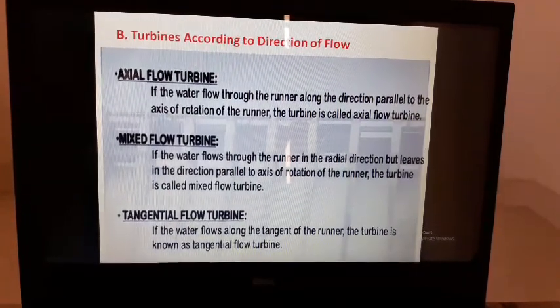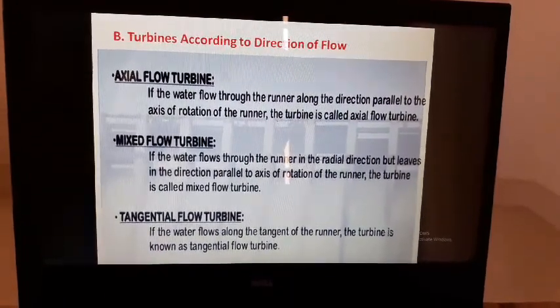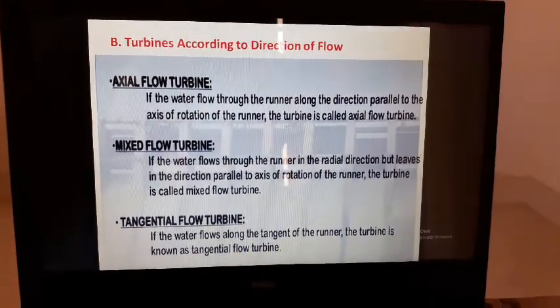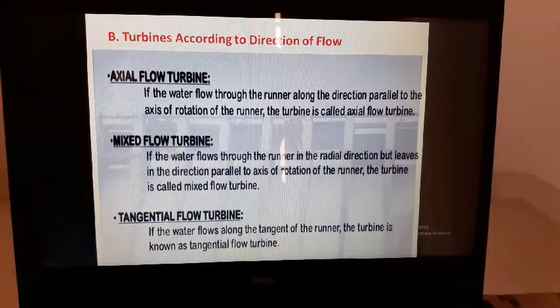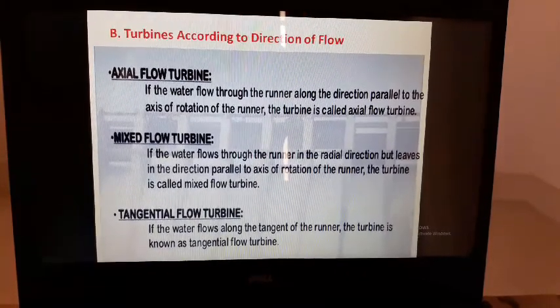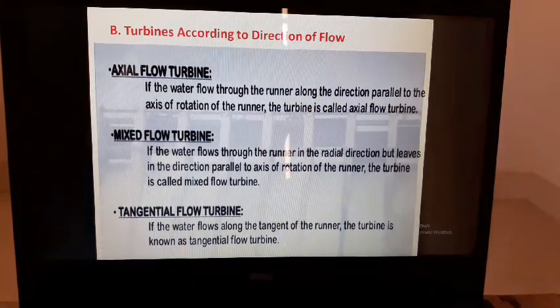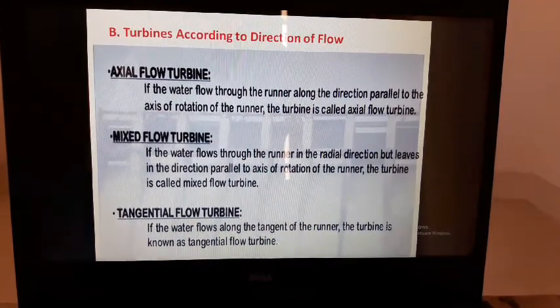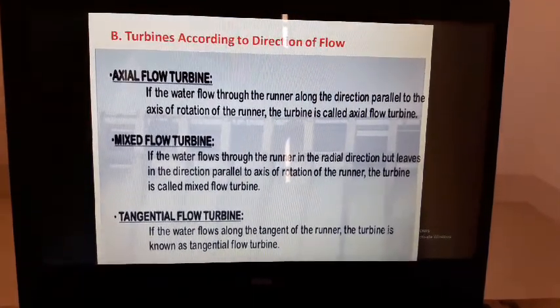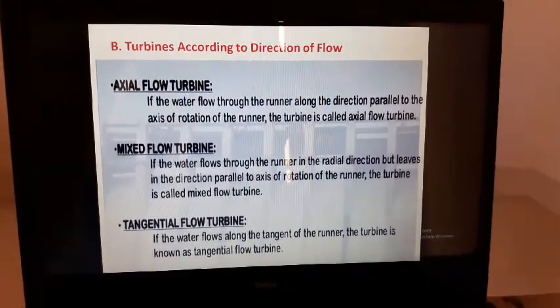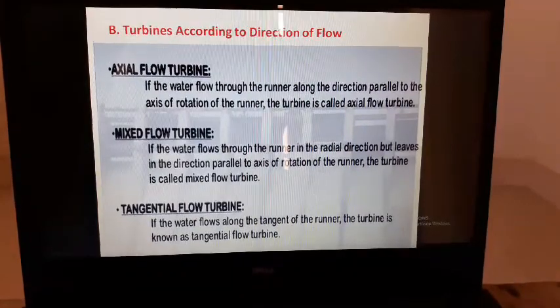In the Francis turbine, water enters in the radially inward direction and it discharges in a direction parallel to the axis of rotation of the runner. The last type is the tangential flow turbine. In the tangential flow turbine, water enters along the tangent to the runner. So the Pelton turbine is a tangential flow turbine.